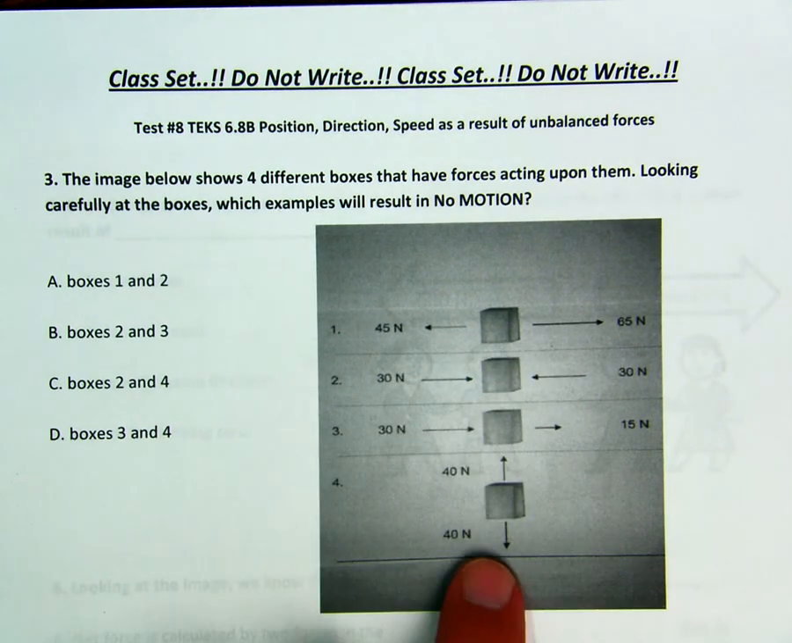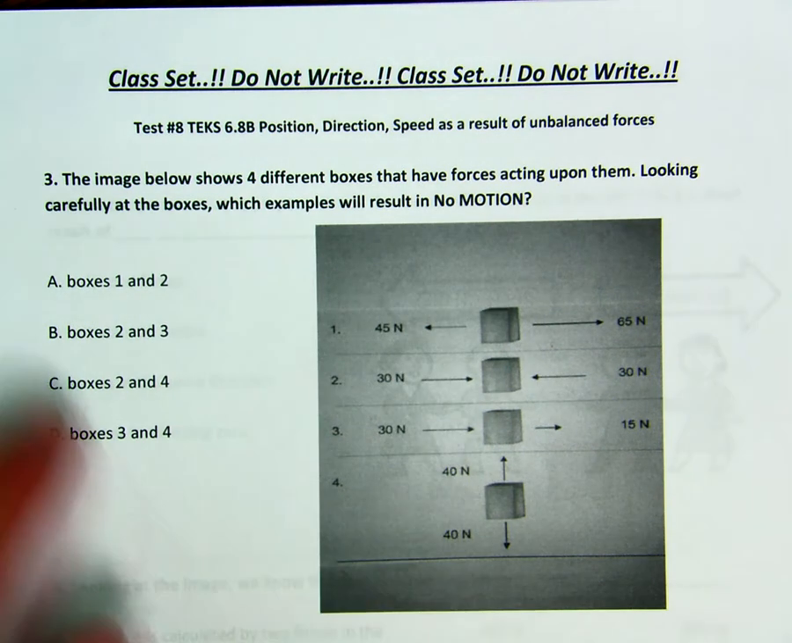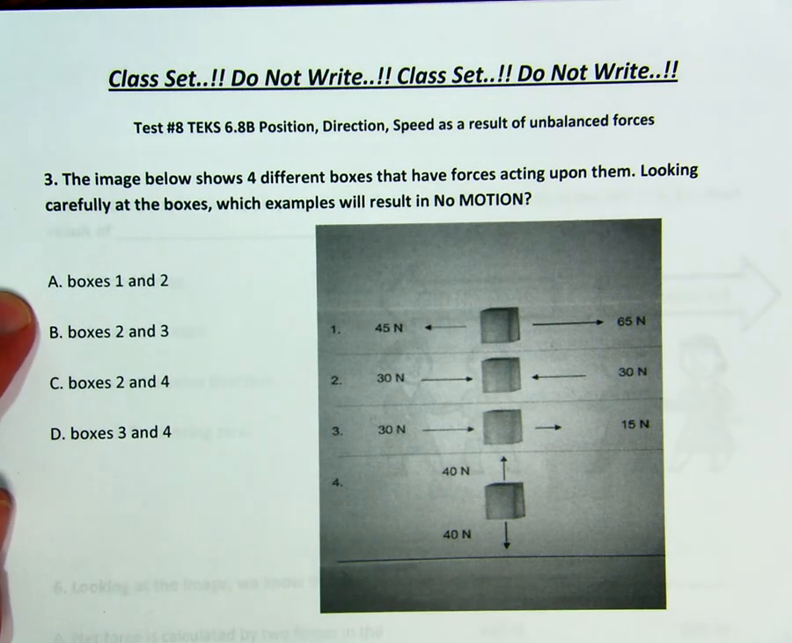Take a good look at all 4 examples. So which boxes will result in no motion? Is it A, boxes 1 and 2, B, boxes 2 and 3, C, boxes 2 and 4, or D, boxes 3 and 4?